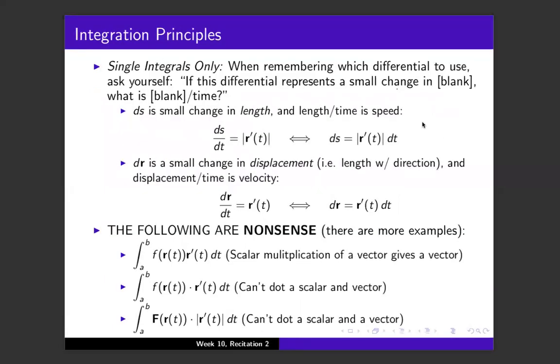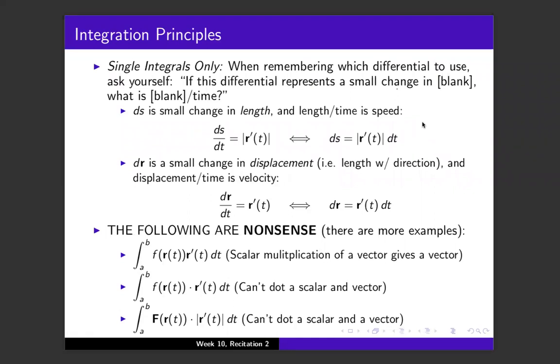Now, by the way, I want to make a small note about some of these differentials, because there are a couple different differentials we've seen at this point. Remembering which one to use can be a little bit tricky, but the important thing is to ask yourself, this differential, dt, dx, ds, dr, whatever, represents a small change in something, right? A differential usually represents a small change in some quantity. What is that quantity, and what is that quantity over time?